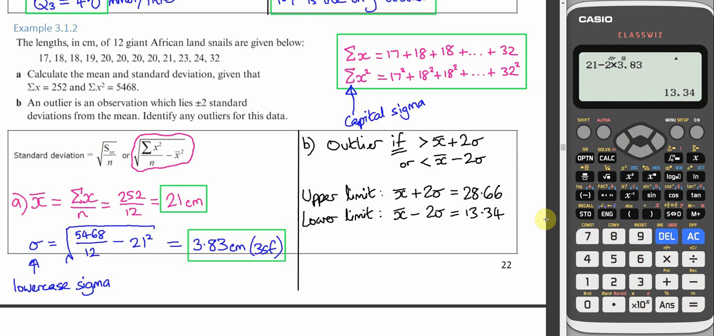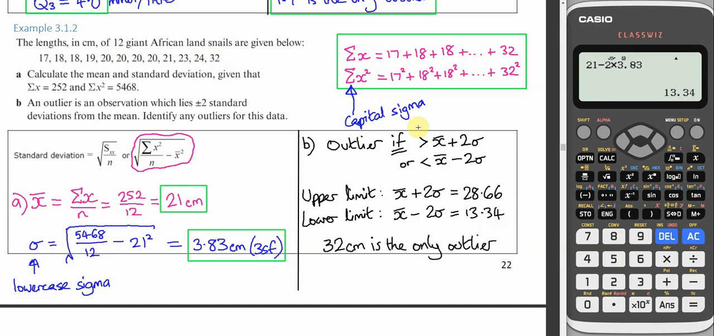Now we can look and identify, are there any outliers? So look at the lower end. 17 is the smallest number. That's not lower than 13.34. However, at the other end, and right back at the beginning of the question, I did notice this 32 looks unusually large compared with the rest of the data. 32 is bigger than 28.66, so 32, and the units there are centimeters, is the only outlier.